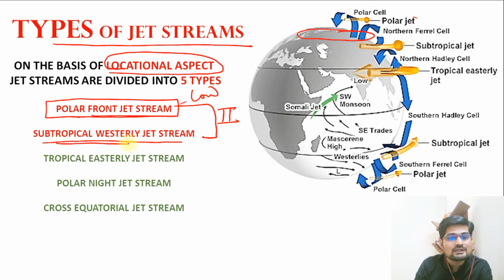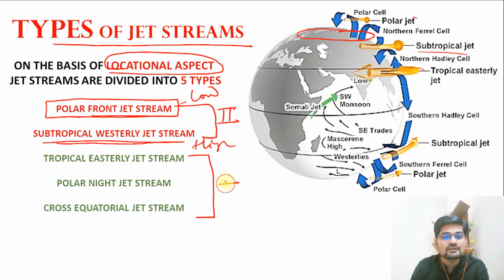And the subtropical westerly jet stream, which is at the subtropical high pressure belt. So this is called the subtropical high pressure jet stream. Now apart from these, there are three more jet streams that we need to learn, which are part of localized situations in particular areas of the world.